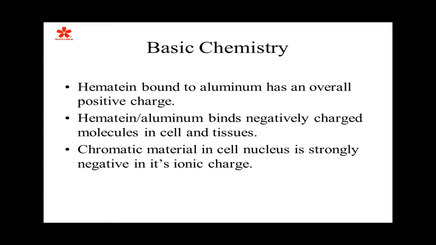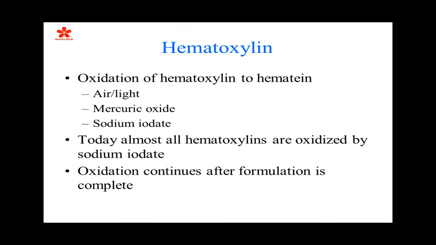Hematein bound to aluminum has an overall positive charge. Hematein-aluminum binds negatively charged molecules in tissue. So this is what it's going to be attracted to. And here's the reason that it stains nuclei so strongly: the chromatin material in the cells is strongly negative. So it has a strong affinity or attraction for the positive charge in the hematein-aluminum complex.